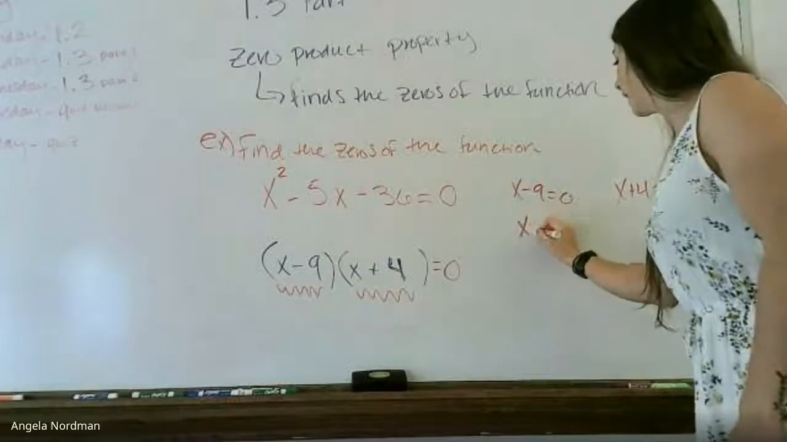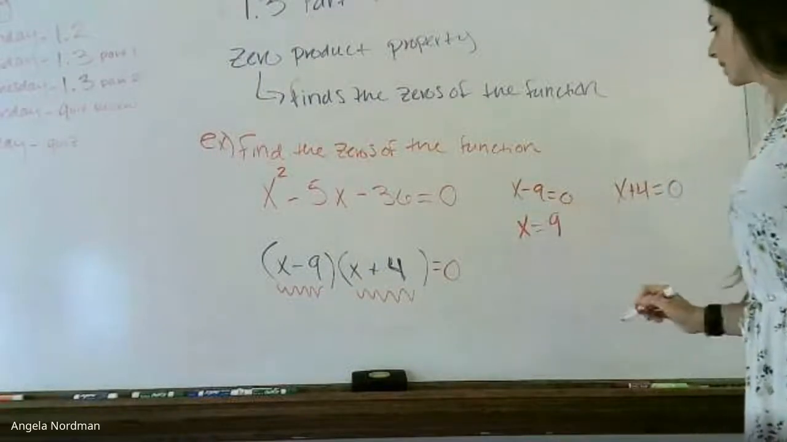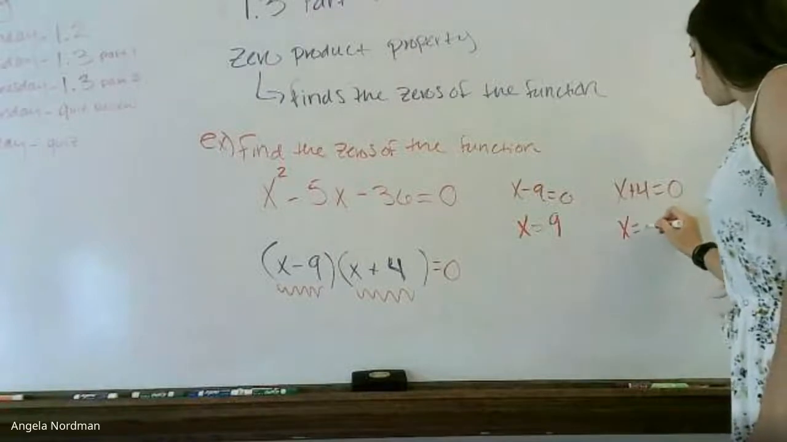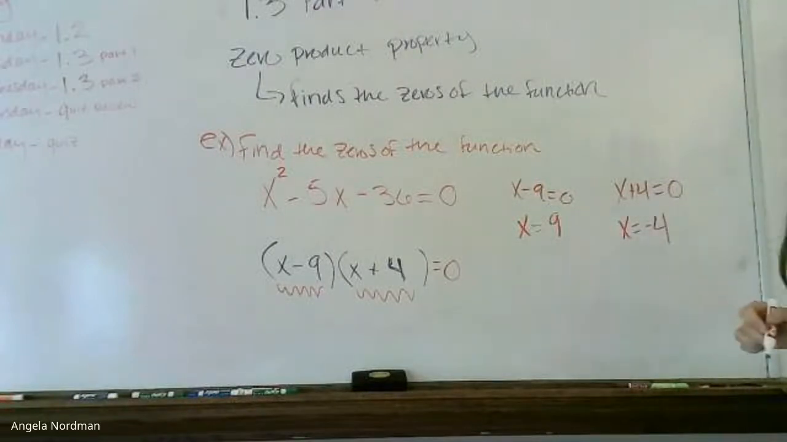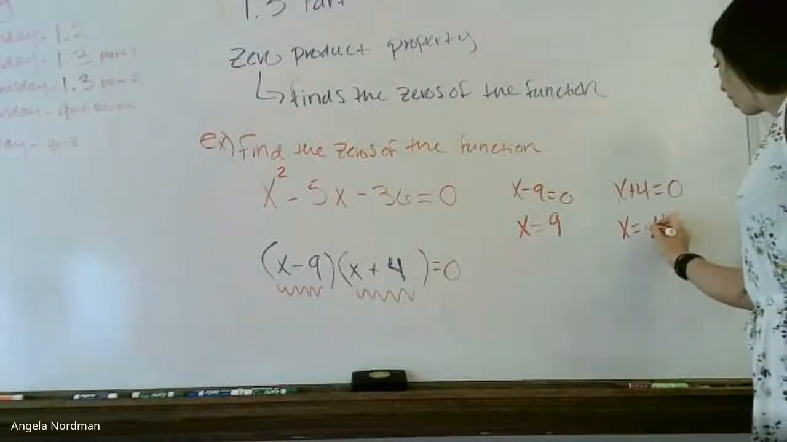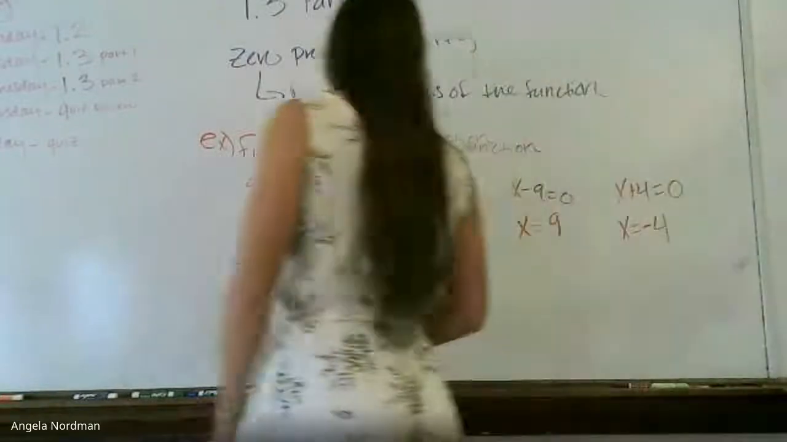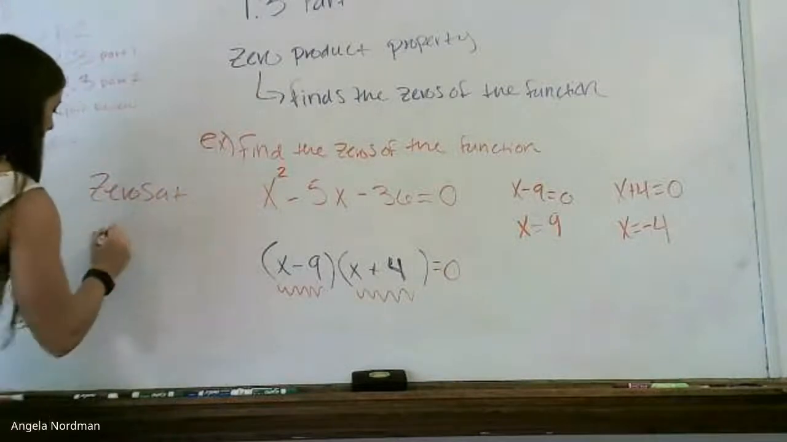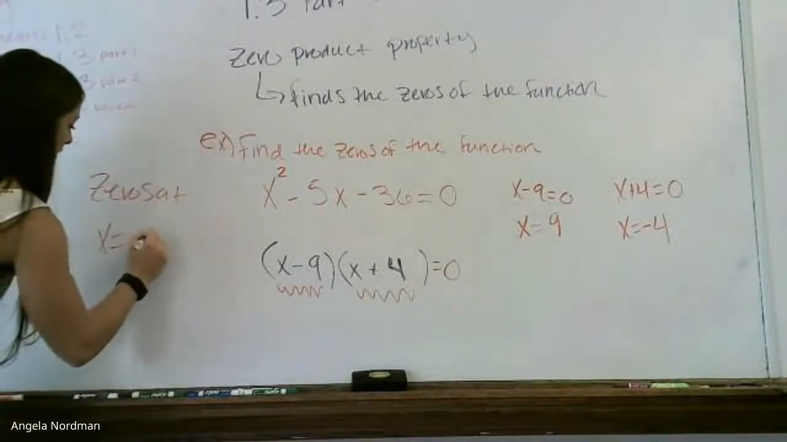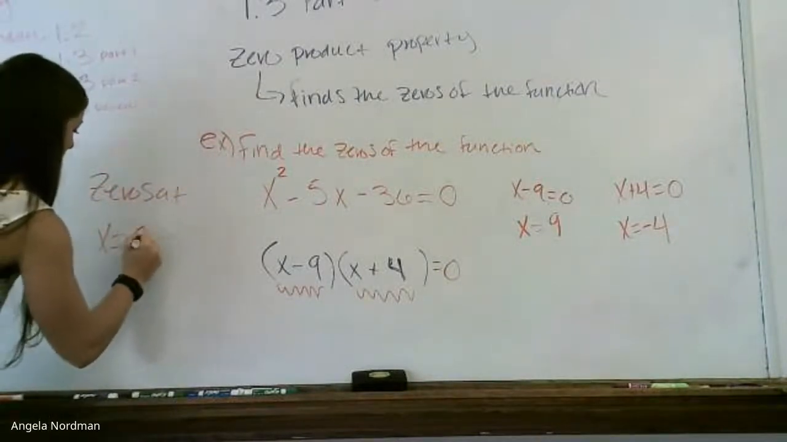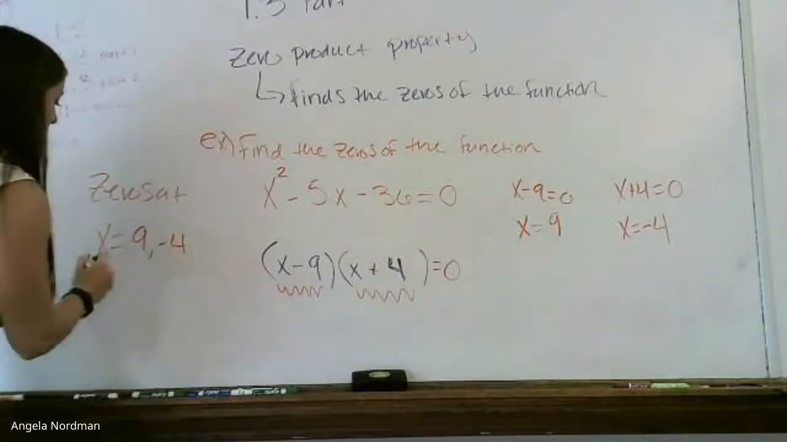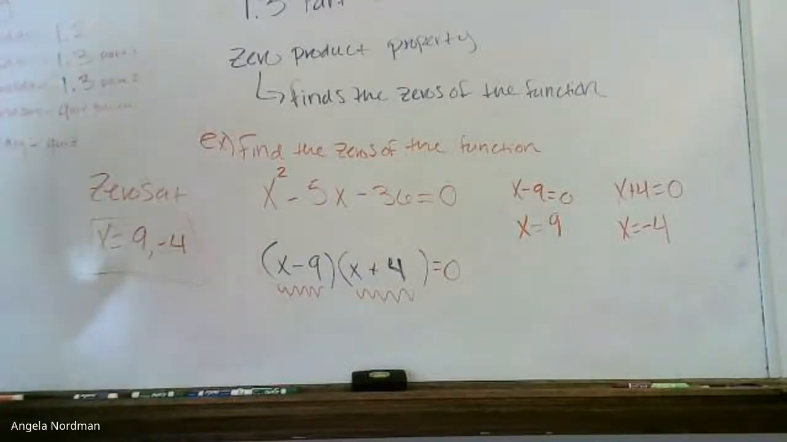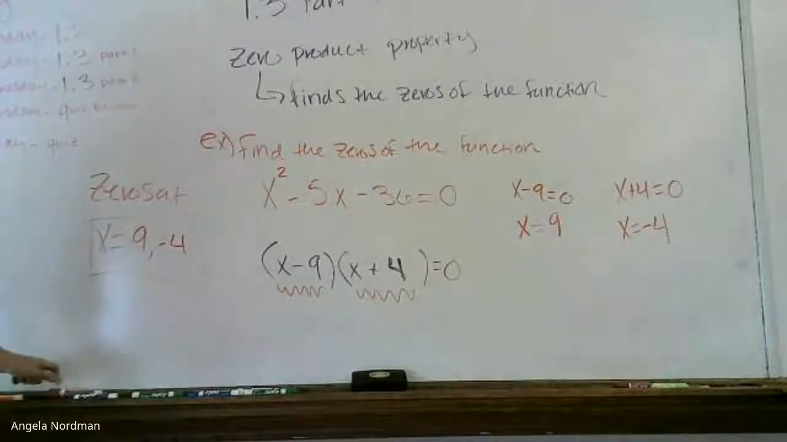So I would have to add 9 over, so it'd be x equals 9. I'd have to subtract 4 over, so it would be x equals negative 4. So my zeros of the function are x equals positive 9 and negative 4.